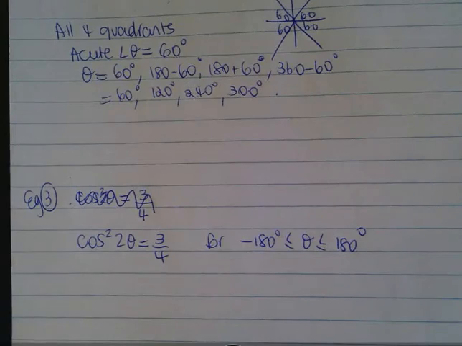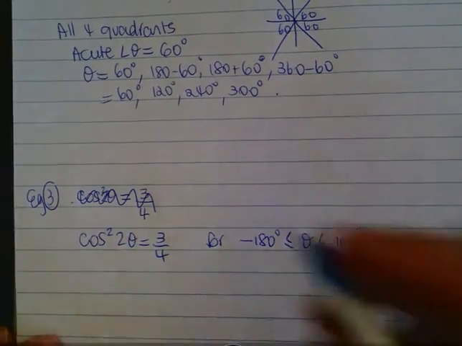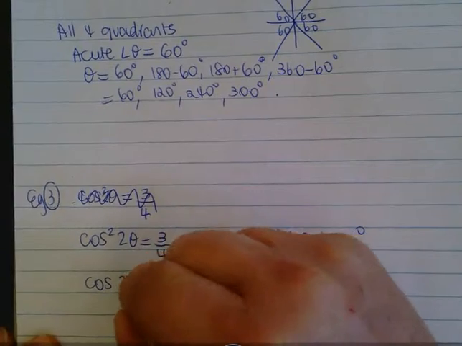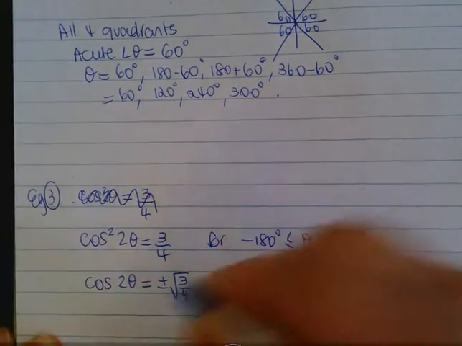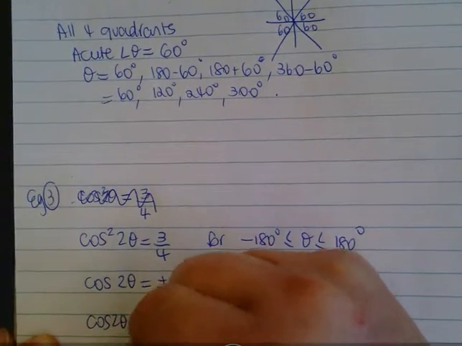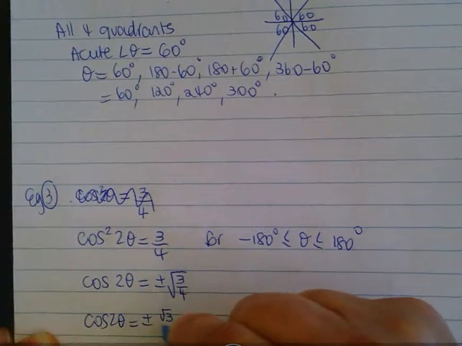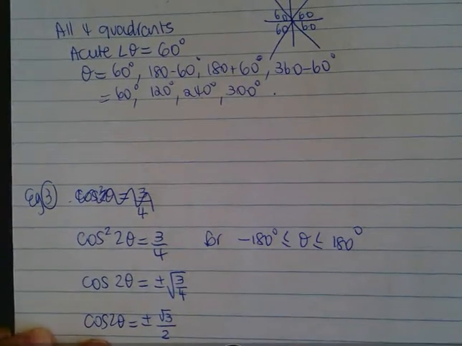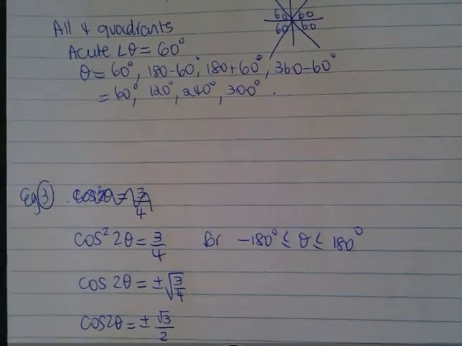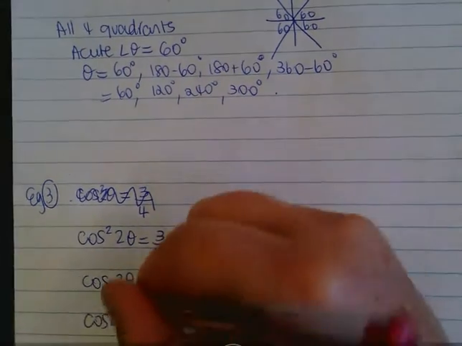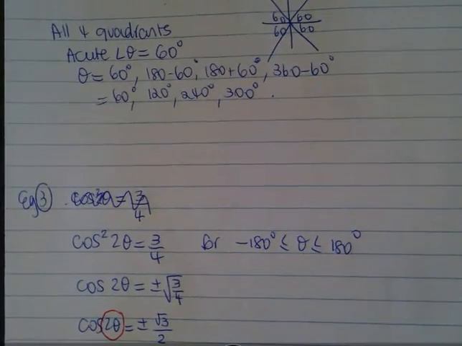Actually, wait, I'm going to do a combination of the double angle thing, the 2 theta, and the squared. So get rid of the squared first. So cos of 2 theta is plus or minus the square root of 3/4. So cos of 2 theta is plus or minus what? What's the square root of 3/4? Root 3 on 2. Good. So just treat, remember what we were doing last lesson. You just treat that 2 theta as a single thing. Don't worry about it. And we fix it up just on the last line.